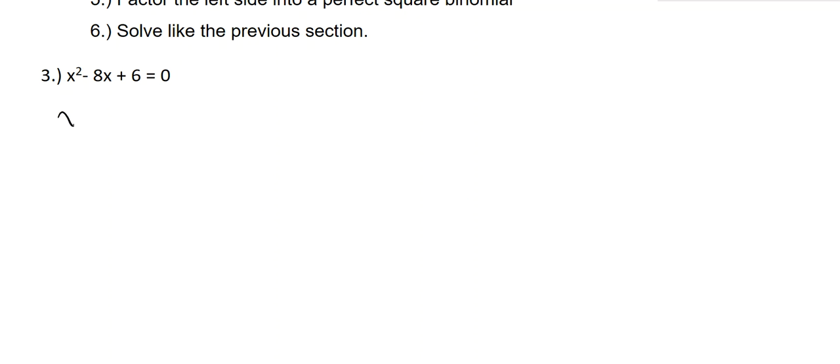So now what I'm going to do is bring C, which is 6, over to the other side. And what you'll notice is I'm going to leave a spot there. It'll kind of make sense why in just a second.